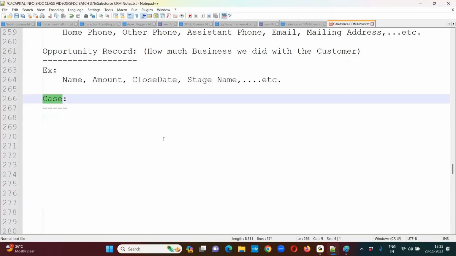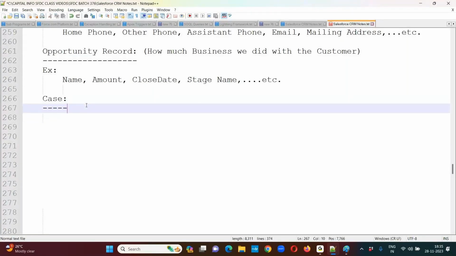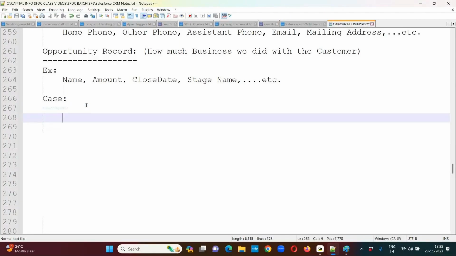Now tell me, in this case, how can we define a case? Can you give me some definition for the case? How to define a case? A general meaning. The problem which we are facing with the laptop, the description of that issue, will be called a case.